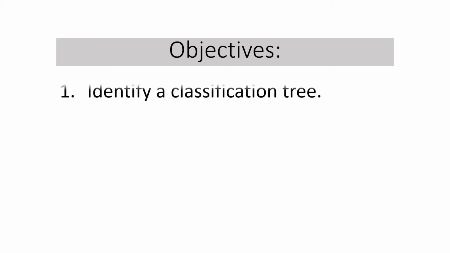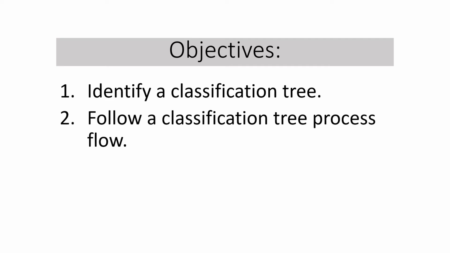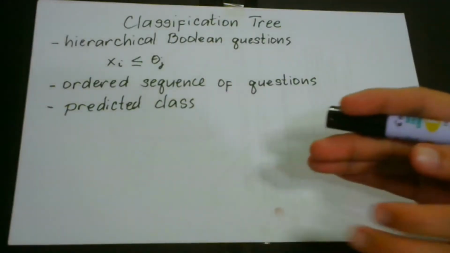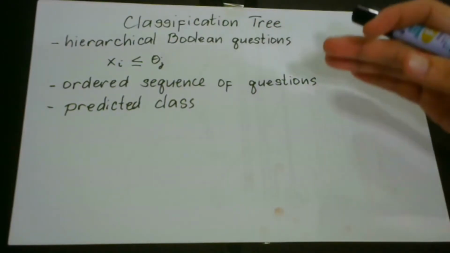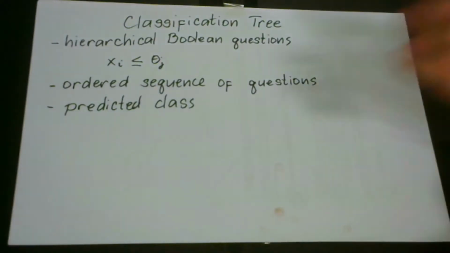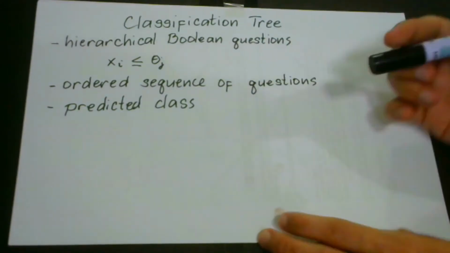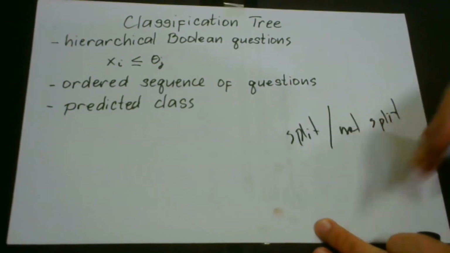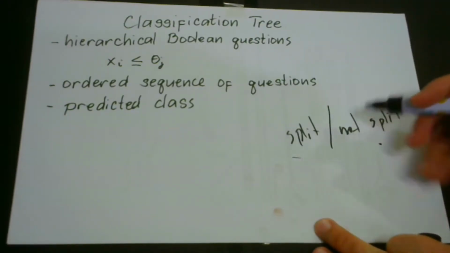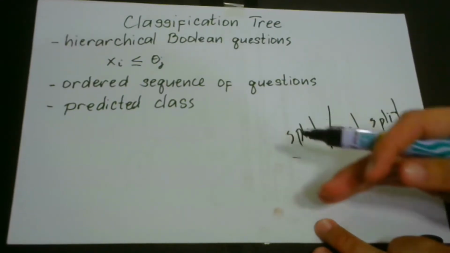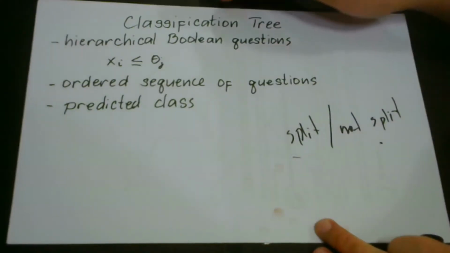In this lesson, you are expected to identify a classification tree, follow a classification tree process flow, and appreciate the significance of a classification tree. So, we are going to talk about classification tree, which is actually a part of a decision tree, which is a recursive partitioning algorithm that follows a step-by-step process wherein we split or not split a certain node. For more information about the different parts of a decision tree, please go back to our lesson 1 for you to be able to properly understand this classification tree.